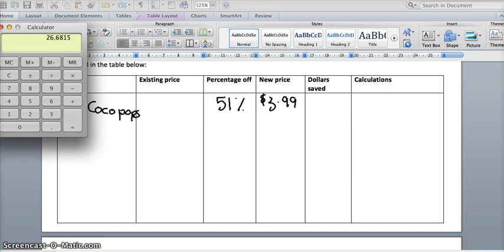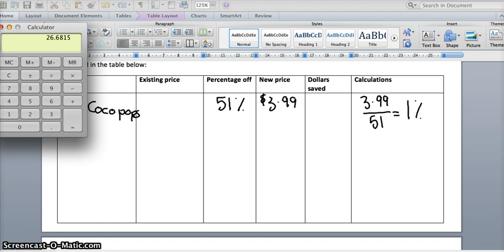Yeah. Don't you divide $3.99 by 51 to get 1% and then times by 100? Yeah, 100%. Say that again, Emma. Divide $3.99 by 51 to get 1% and then times it by 100.